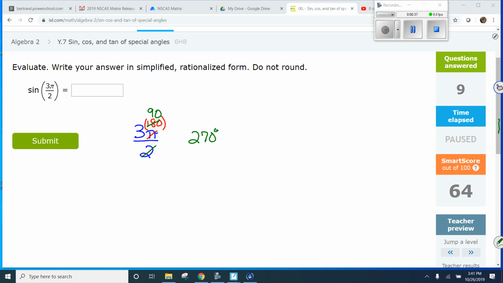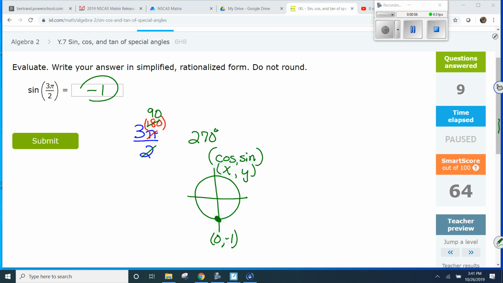So we want the sine of that. So if you look at your unit circle, and remember it's cosine, sine, which means x, y value. So you're looking at the y value of 270 degrees, and that coordinate point is 0, -1. So your answer would be -1.